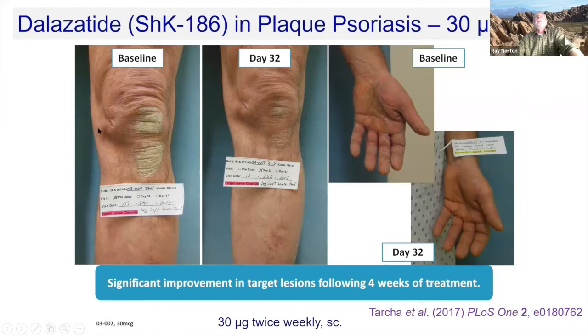So after 32 days, these are 2 separate people, the one on the left and the one on the right. This person's plaque psoriasis on the knee is not totally, but largely resolved. And the person on the left, their hand was stiff, and their skin was so fragile that if they tried to move their hand much, they often suffered from bleeding. And it's a bit hard to tell in these still photos, but after 32 days, their hand was flexible and their skin had returned to its normal plasticity.